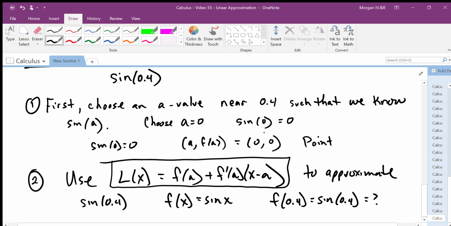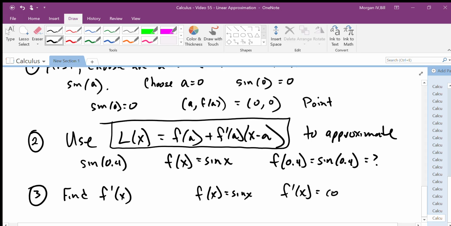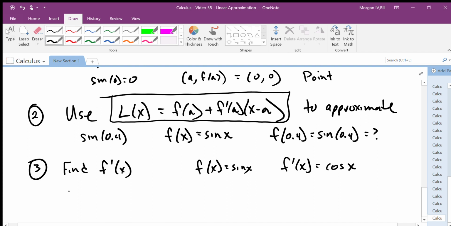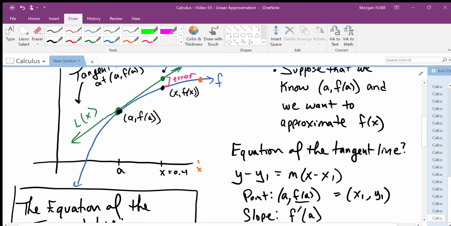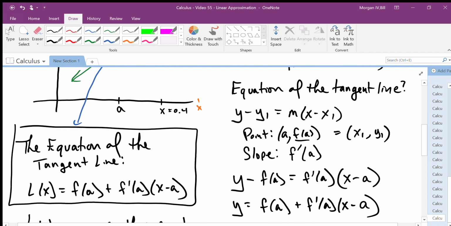Now I know my a value is 0. I know my f of a value is also 0. What I need is the derivative at a. So, let's call it step 3, find f prime of x. Well, if f of x is sine of x, then f prime of x is cosine of x. And then we actually want f prime evaluated at a. What we want here is the slope of the tangent line evaluated at the point a, f of a. So we need f prime of a, not just f prime of x.